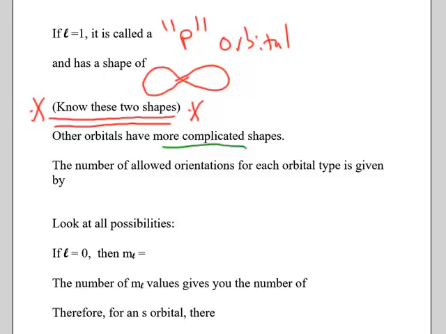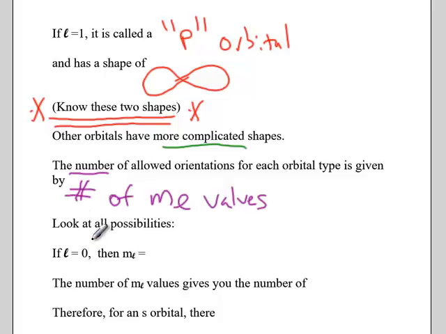Now we're going to look at more detail about these orientations. And remember, the number of allowed orientations for a certain type of orbital is given by the number of m sub l values that the quantum number rules tell us we can have.